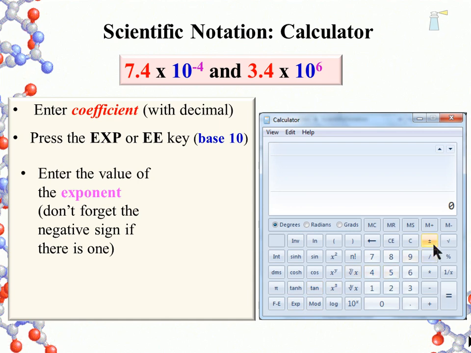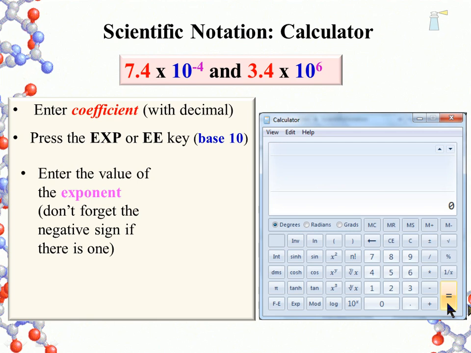Note that the subtraction key is not the negative sign. Usually it is a plus, minus, or negative key. Some calculators require you to enter the negative before the exponent. Some let you change the sign of the exponent after you add it. And then press enter or equal. Alright, shall we try entering 7.4 times 10 to the minus 4?